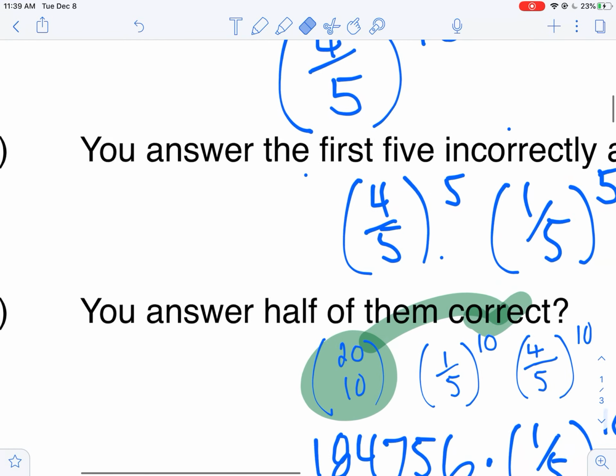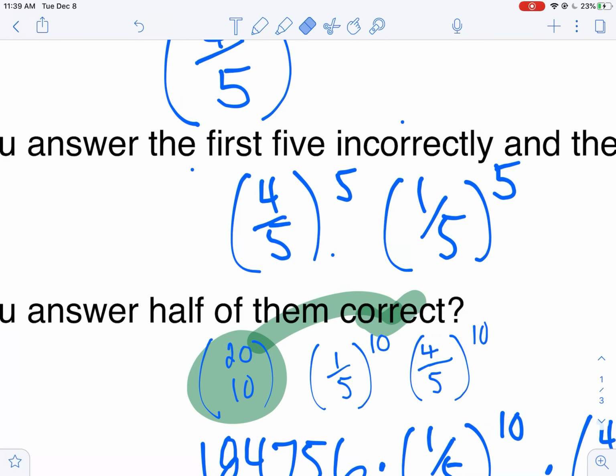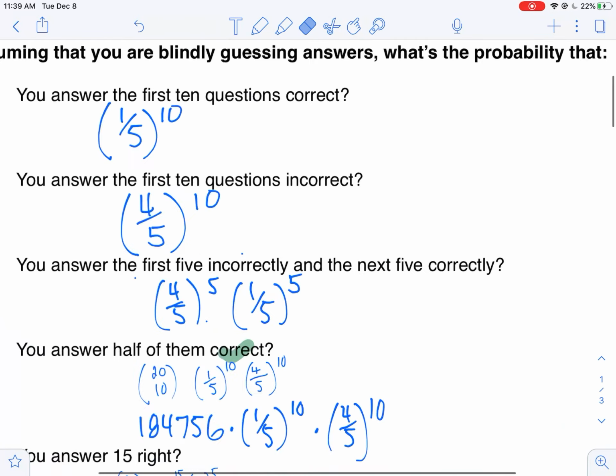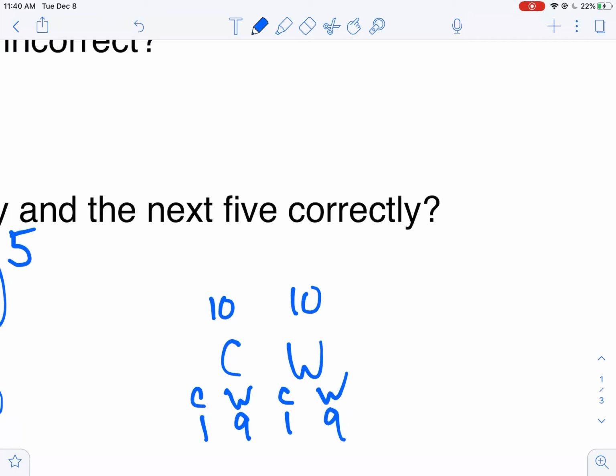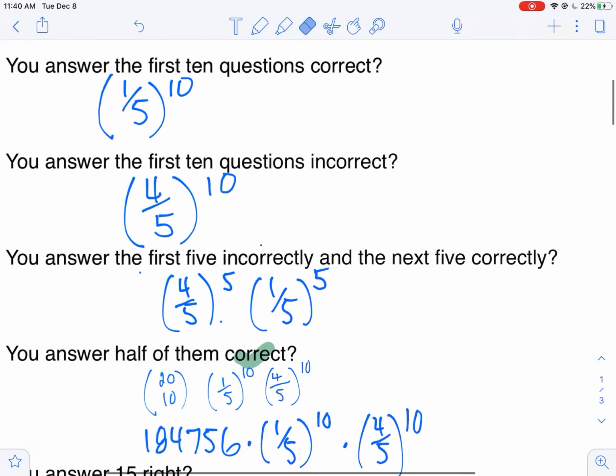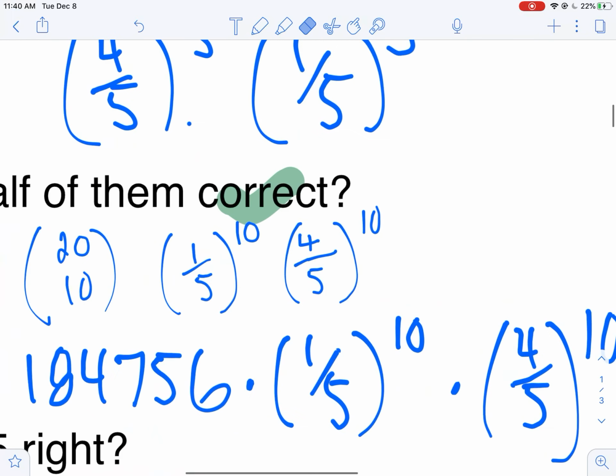Now when we get to number 4 here, this is where we're thinking about combinations because it says half of them correct. You have 20 questions here. In theory, you could answer the first 10 correct, the next 10 wrong. Maybe you get the first one correct, 9 wrong, next one correct, next 9 wrong. You don't want to write out all these combinations. Trust me, because it's going to take you a long time. What you can use is that calculator function, the nCr, and I'll show you how to get there on your calculator.